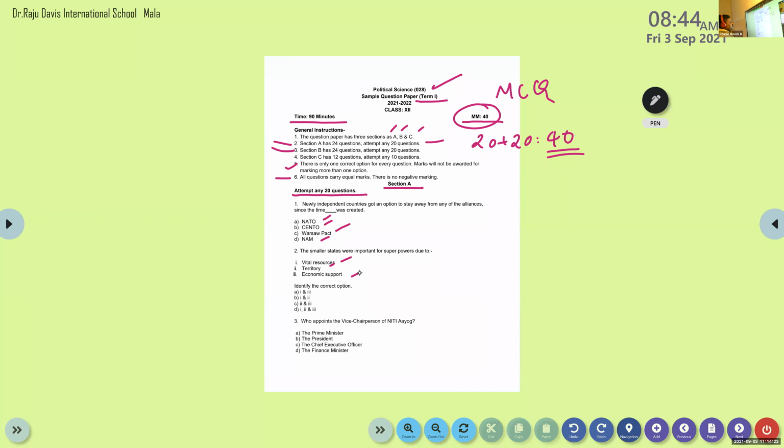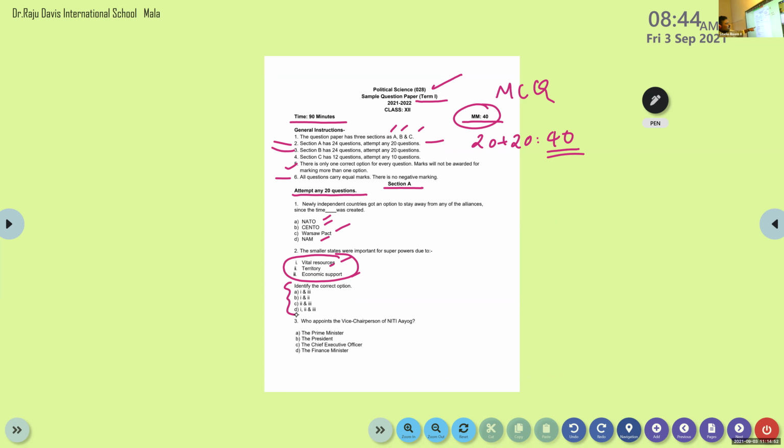Next: smaller states were important for superpowers due to vital resources, territory, economic support. What is the answer? This is not the answer. Options are here. Identify the correct option. A, 1 and 3; B, 1 and 2; C, 2 and 3; D, 1, 2, and 3. What is the answer here?